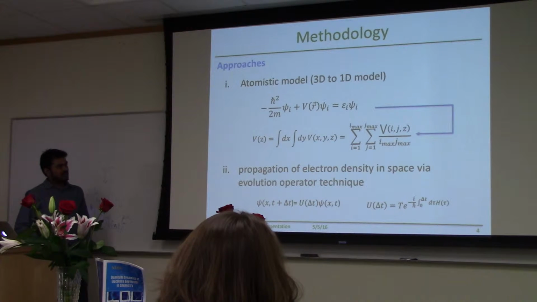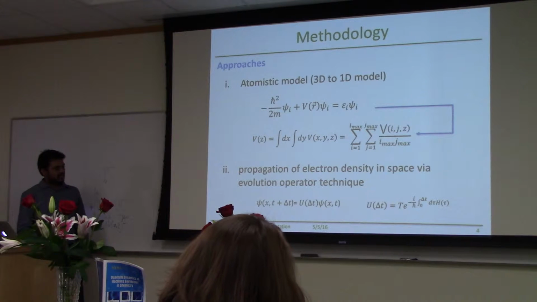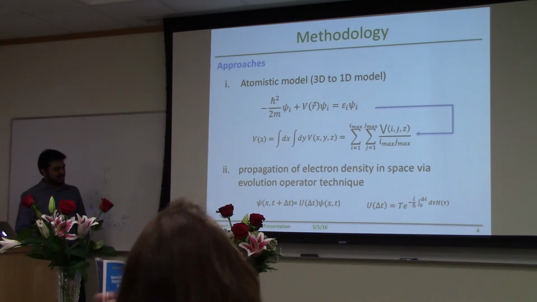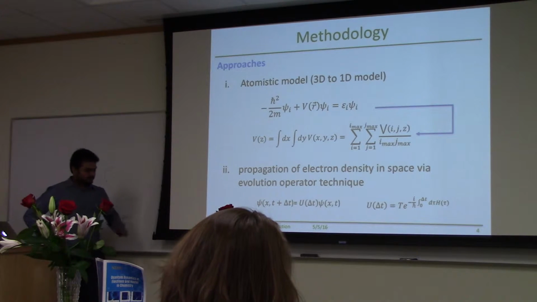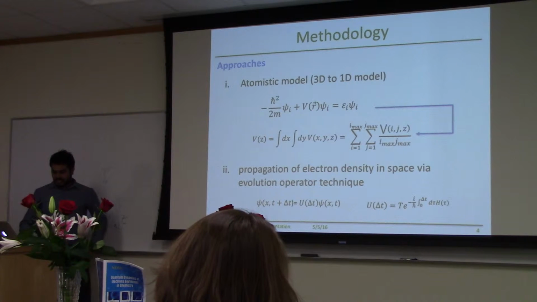Once we have converted this, we then use the propagation of electron density in space via the evolution operator technique, where the wave function is multiplied with this potential to get one step further, so the wave function at a past time is advanced to a future time by multiplying with this potential.